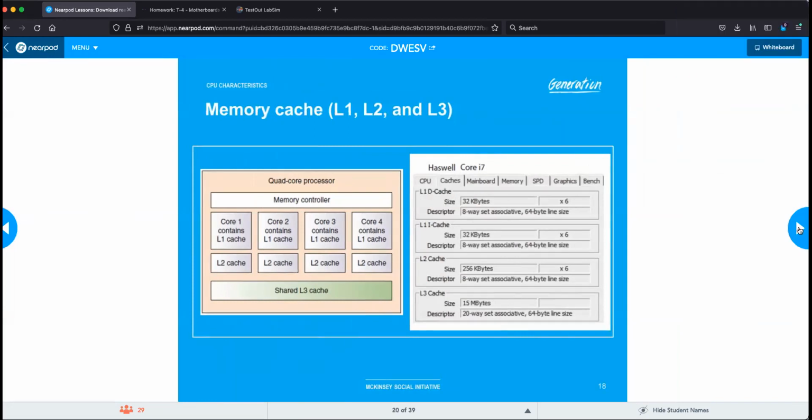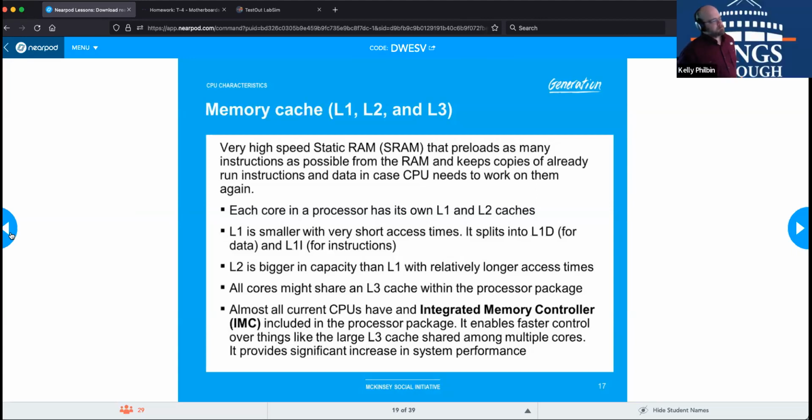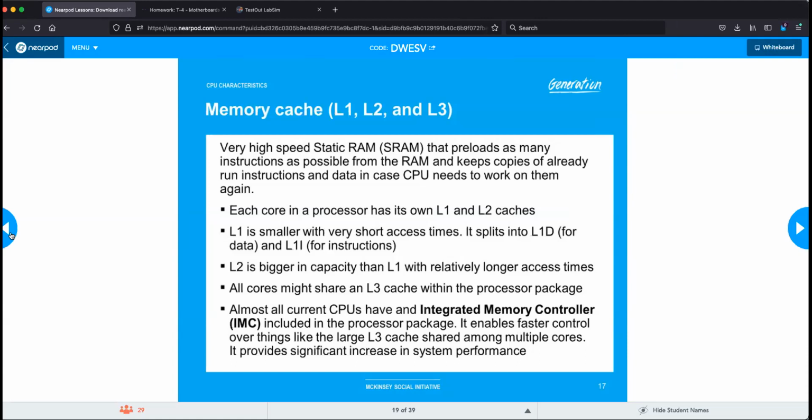Hey, can you go back to that one more time, please? I had a question. Yes, go ahead. Okay, it says longer access time. What exactly is that? Because if L3 has a larger storage capacity, why do we need a longer access time on L2? Can you break it down for me?